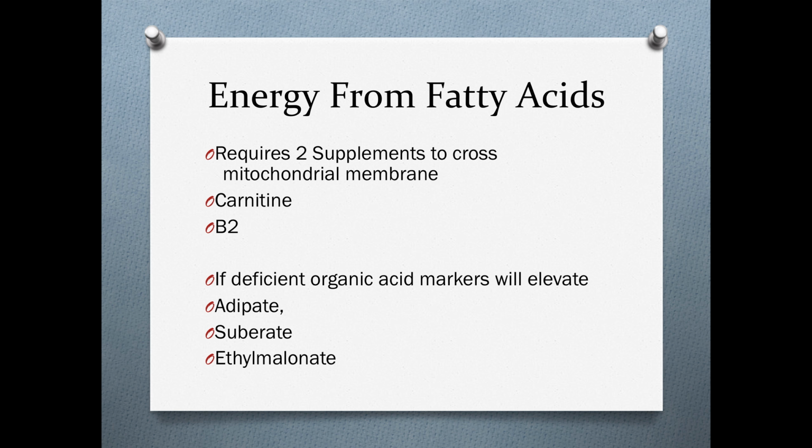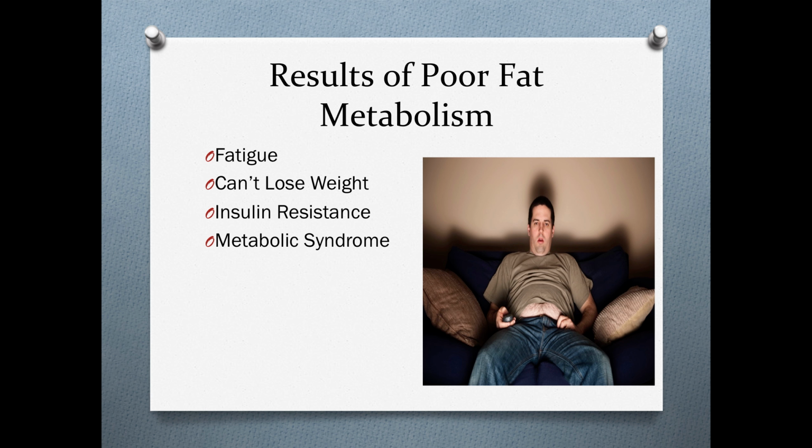So if on the organic acid markers, we see an elevation of adipate, suberate, or ethylmalonate, this signifies a deficiency of carnitine and/or B2. So some of the results of poor fat metabolism are fatigue, inability to lose weight, insulin resistance, and metabolic syndrome.